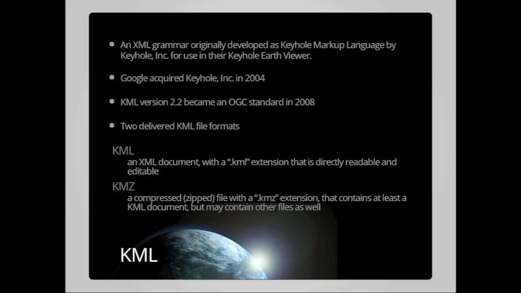You're going to encounter KML files in two basic file formats. You're going to first encounter KML files that end with a .kml extension, the last three letters of the file name, where those KML files are a simple XML document that is directly readable and editable. You could actually open it up in a text editor or XML application, and you can directly read the contents of that file.